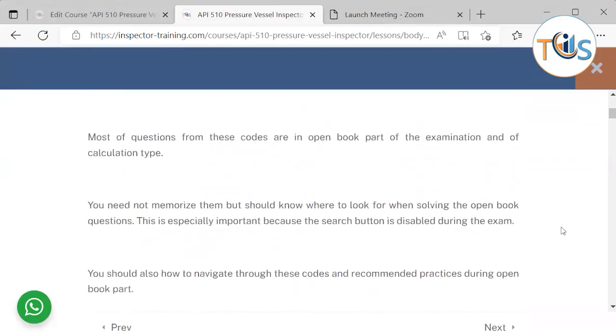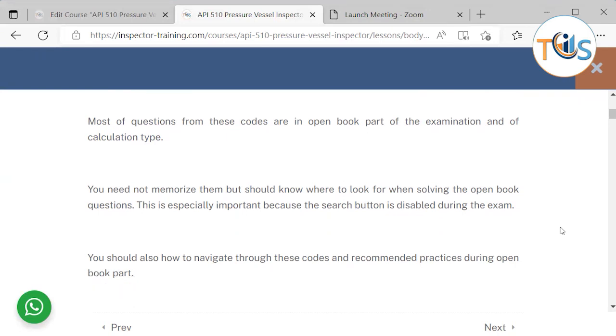Most of the questions from these codes are normally in the open book part of the examination and of calculation type. So you don't need to memorize them, but you should know where to look when solving these open book questions. And this is especially important because the search button is disabled during the exam. So you should know how to navigate through them.